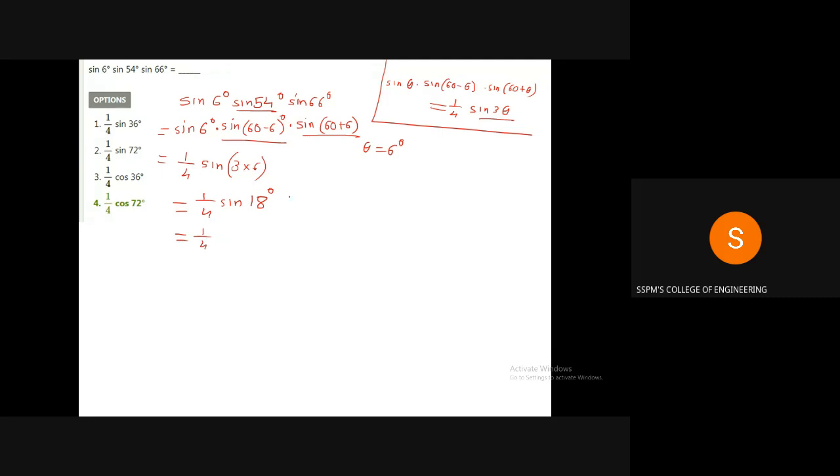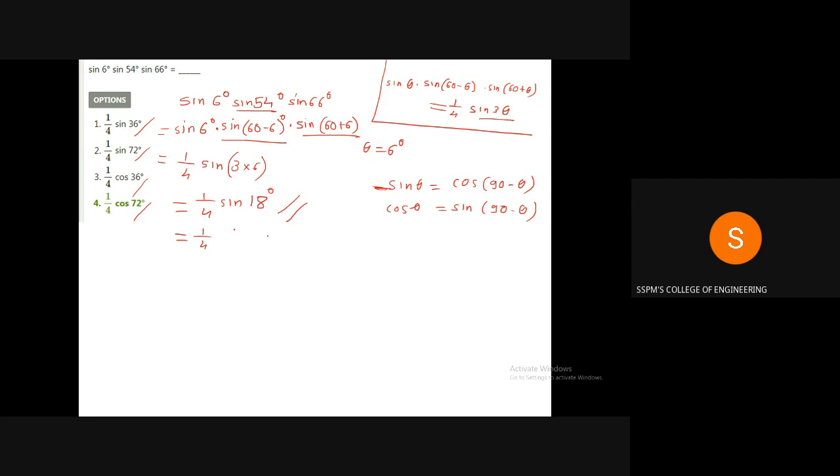This is the correct answer, but it is not given in any option. So we will convert this to cos theta. How can we convert sine theta? Sine theta is equal to cos of 90 minus theta. Similarly, cos theta is equal to sine of 90 minus theta. We have to use this part here.